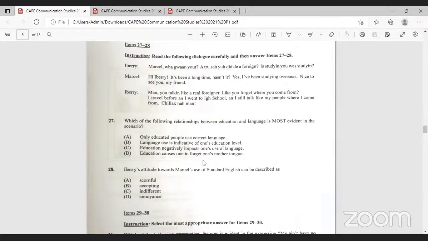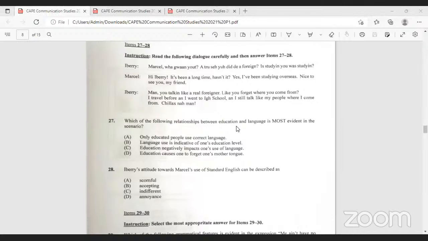B. Most evident. I don't think so. Any other answers? Most persons are saying B. Language use is indicative of one's education level. B is more likely. He went to study overseas, whereas Ibery only went to high school. Probably hasn't attained a certain level of proficiency in English. So the answer is B. Language use is indicative of one's education level.